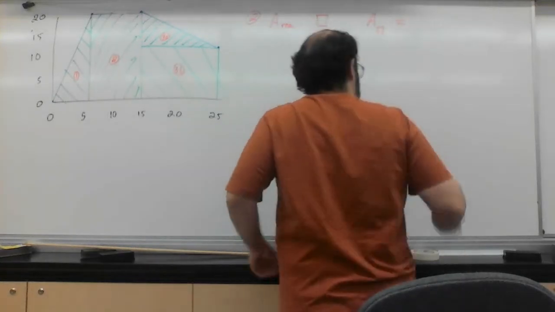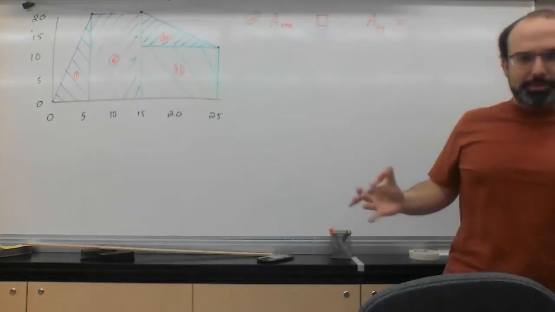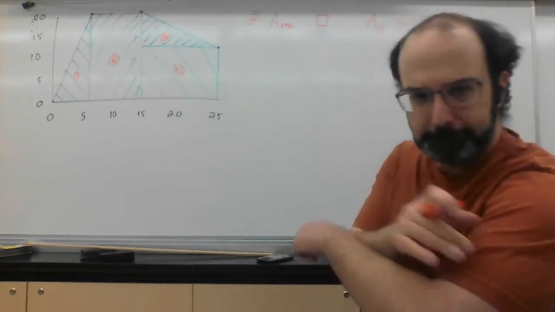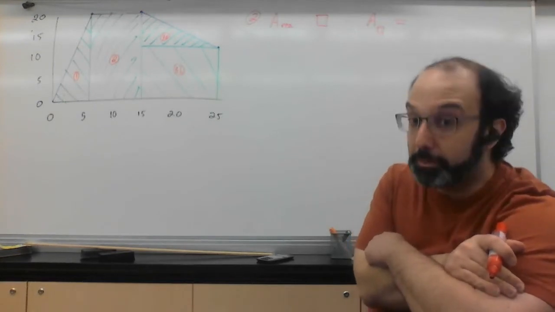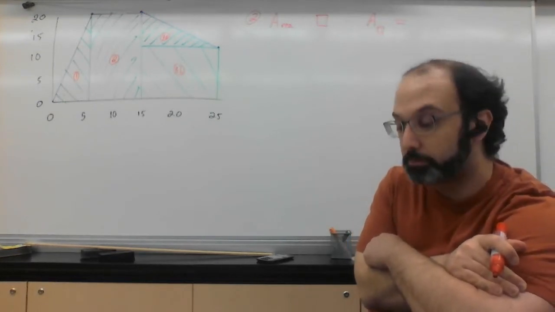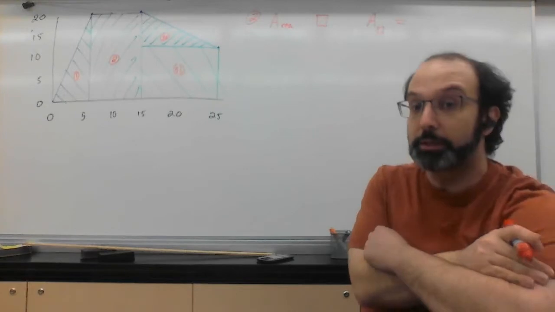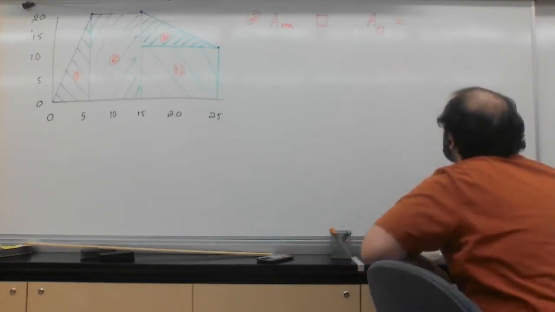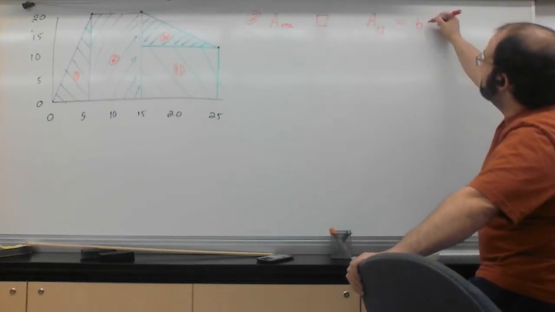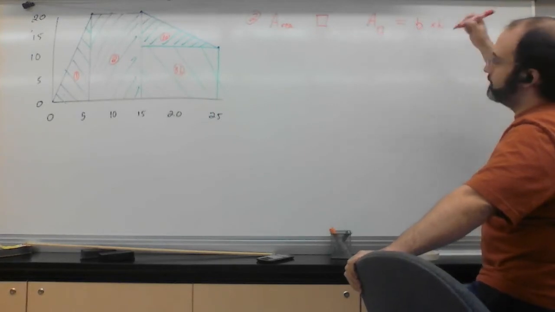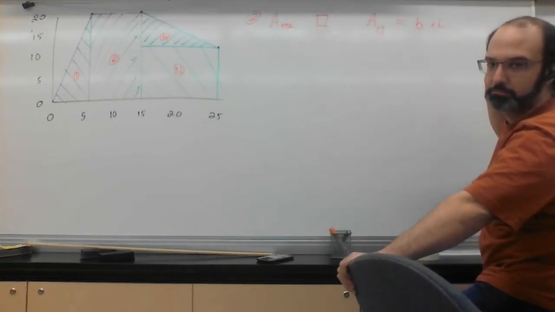What is the area of a square? Do we remember the formula? Do we remember how to calculate the area of a square? Maybe. You could look it up, or you could just wait and I'll tell it to you. The area of a square is going to be the base times the height, or maybe the length times the width, something like that.